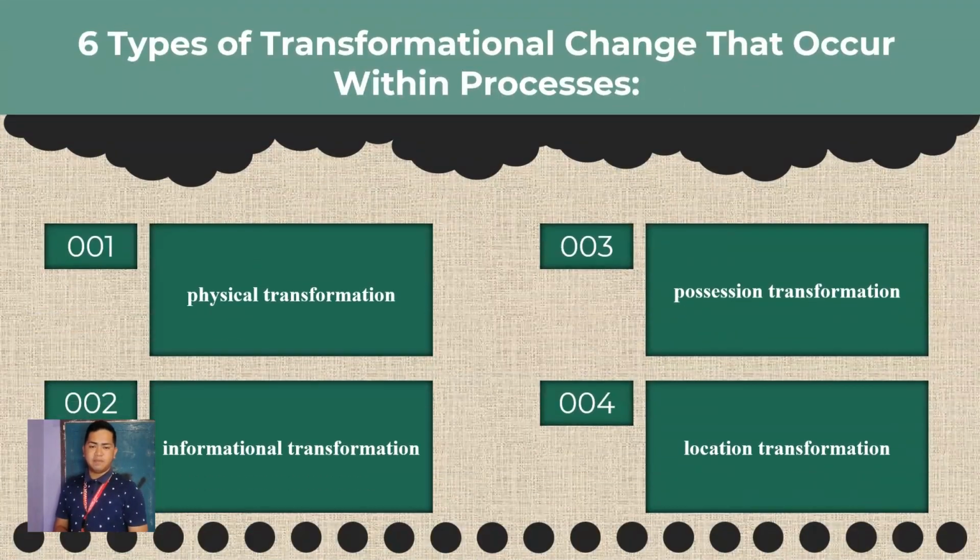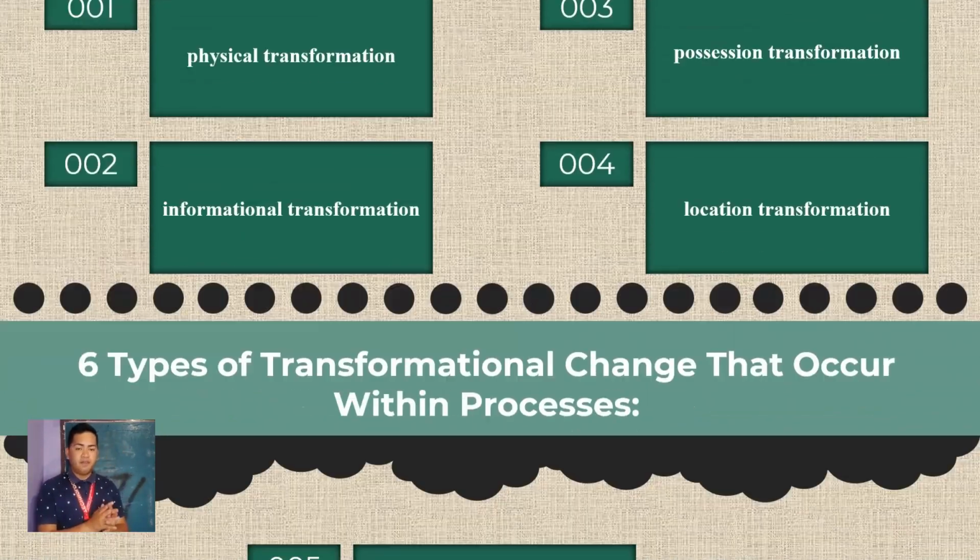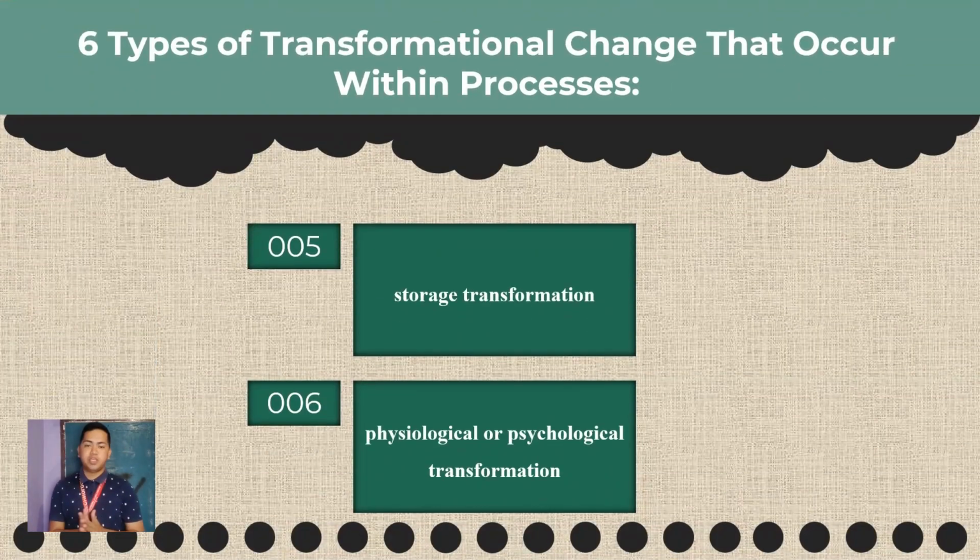So what are the six steps of transformational change that occur within processes? First is the physical transformation, second is the informational transformation, third is the possession transformation, fourth, location transformation, fifth, storage transformation, and lastly, the physiological or psychological transformation.